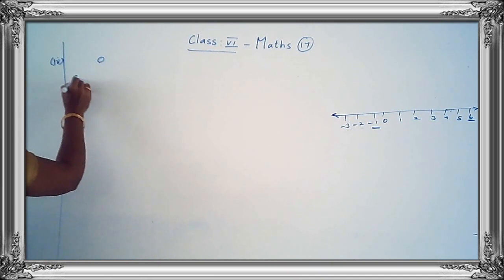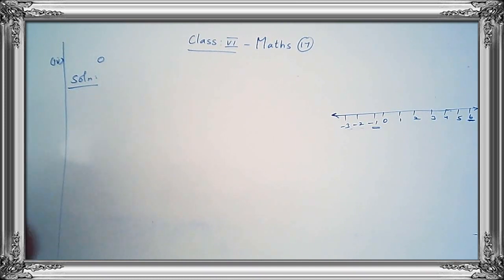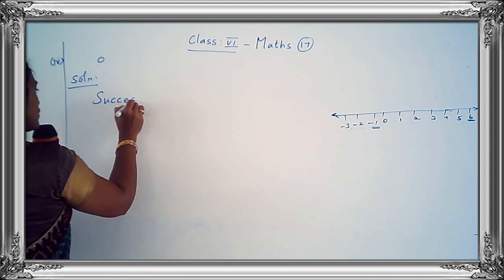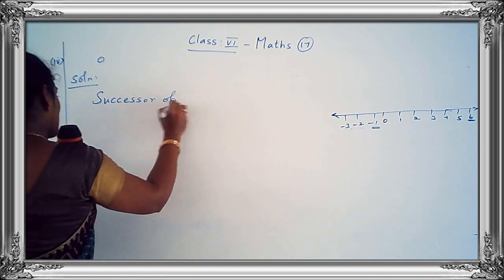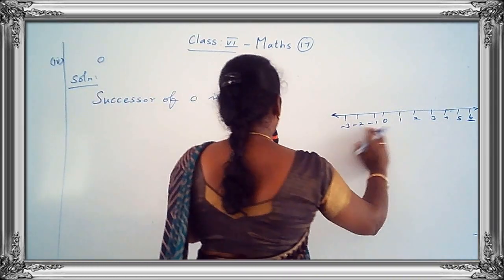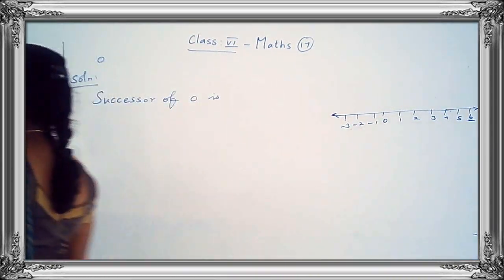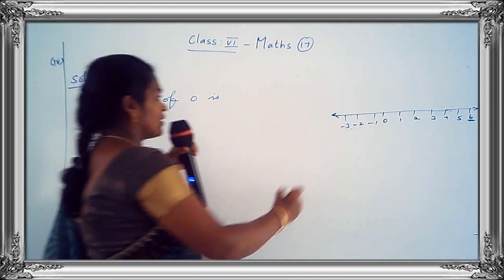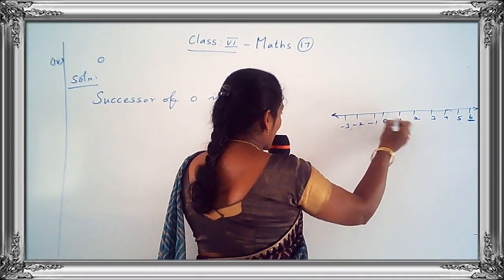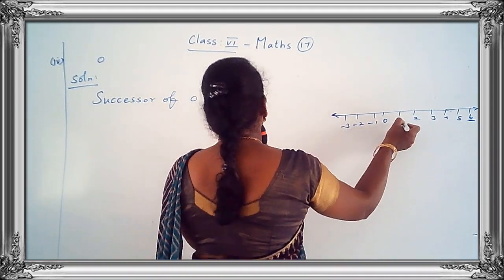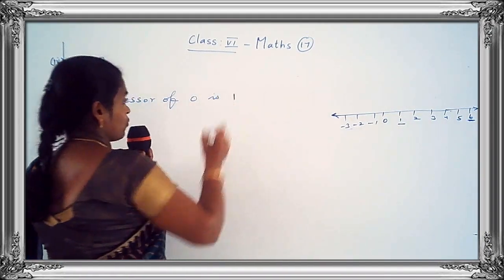Zero. Okay. 0. Successor of, now you say the successor of 0. Successor of 0 is, which number is right hand side of 0? 1. Yes, children. You see here, 1 lies on the right side of 0. So the successor of 0 is 1. Okay, the successor of 0 is 1.